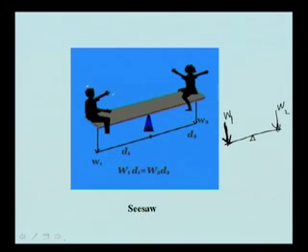So, that is how, if a child's weight is less, he can move a distance further and then he can balance.